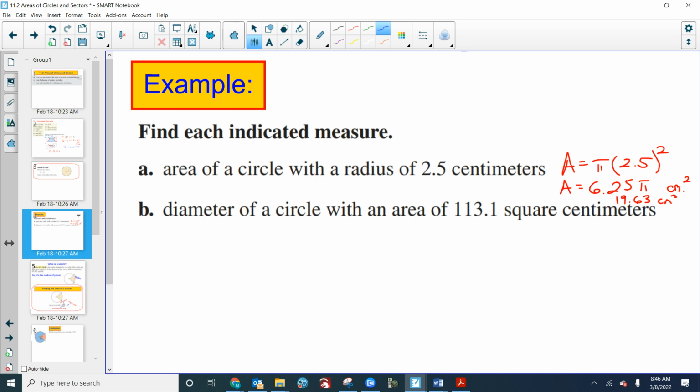Are the units confusing to you guys, square centimeters, or no? You good with that? I always get, I don't have time for that. It's another conversation. Stay focused, Mr. Westfall.